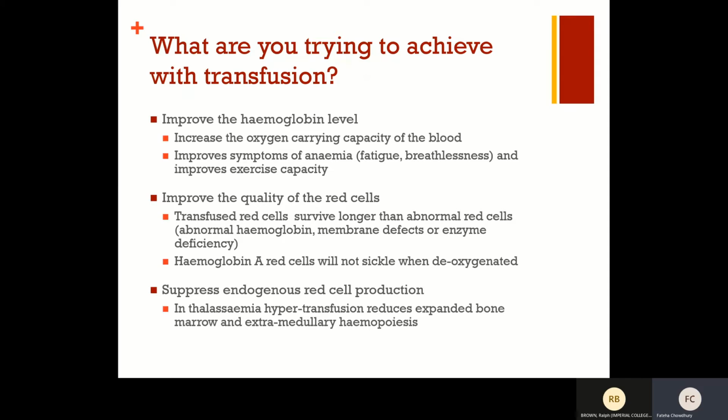And we know that hemoglobin A red cells will not sickle when deoxygenated, whereas hemoglobin S red cells do. And in patients with thalassemia major, for instance, giving them a hypertransfusion reduces complications of expanded bone marrow and extramedullary hematopoiesis by suppressing their endogenous red cell production.